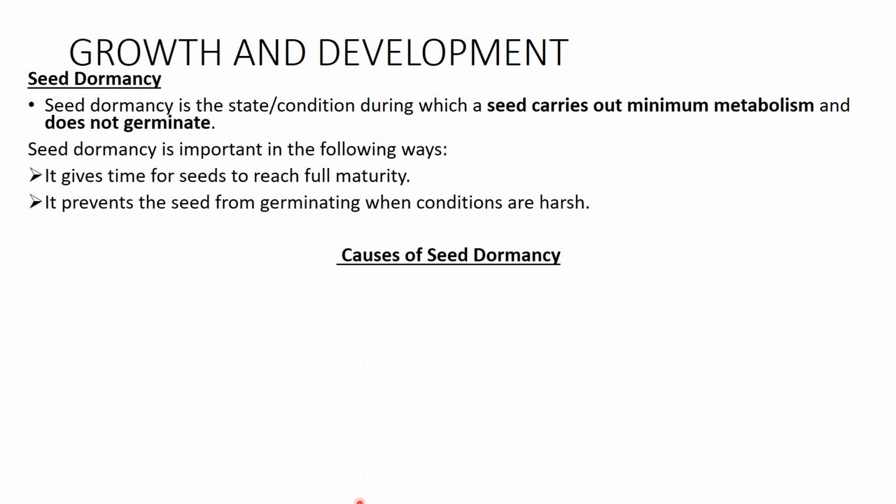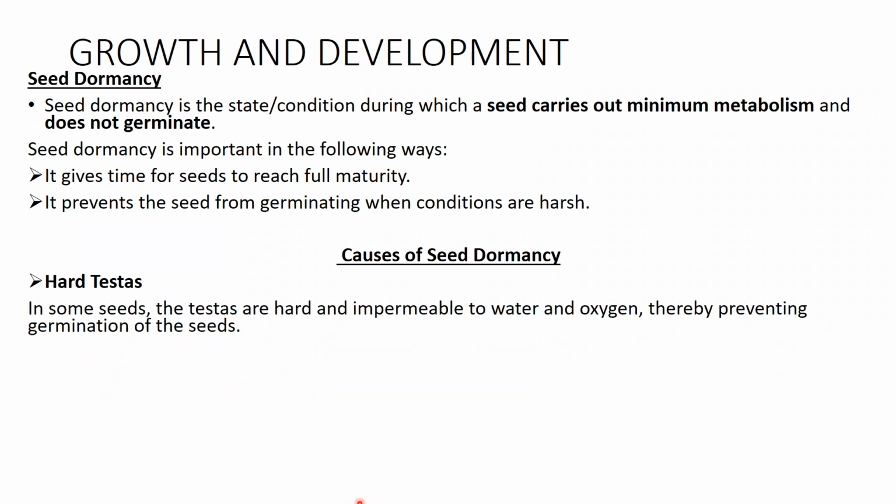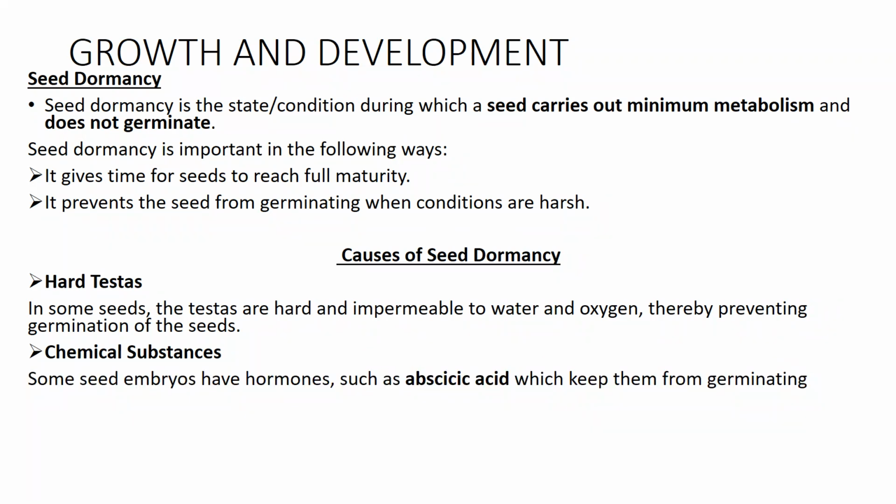So what can cause seed dormancy? Some of the causes, of course, I've mentioned them, but let's take a look at some of the common causes. Sometimes the testa can just be too hard for the plumule and the radicle to break free from. So this can cause dormancy. Then sometimes it can be chemical substances. Some seed embryos have hormones such as abscisic acid which keep them from germinating. This chemical called abscisic acid is going to make it difficult for the seed to germinate if it is of a certain level.